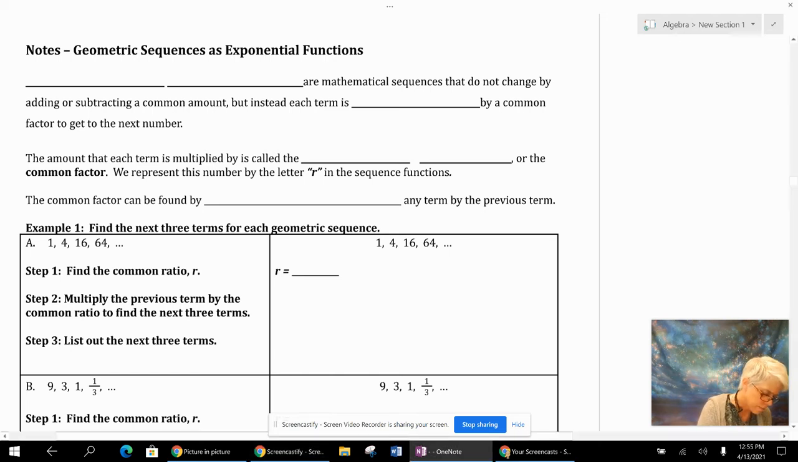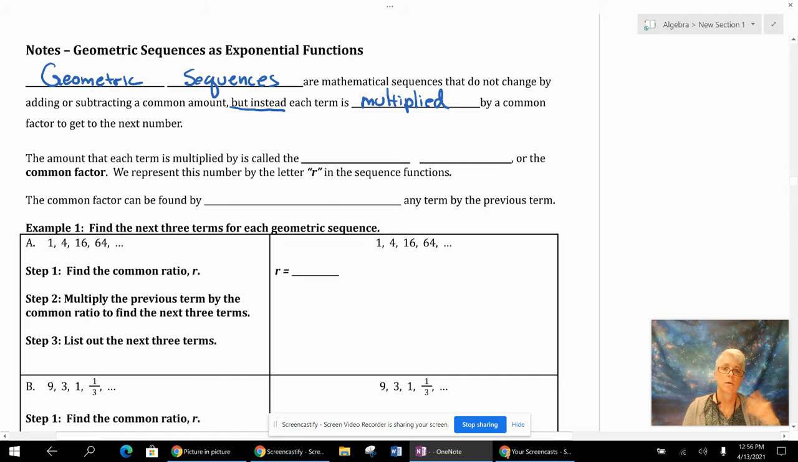So geometric sequences are mathematical sequences that do not change by adding or subtracting, but instead each term is multiplied by a common factor to get to the next number. If you're multiplying by a fraction, it's going to feel like you're dividing at the same time. So sometimes you're going to be like, hey, I'm dividing, but actually we're multiplying by a fraction.